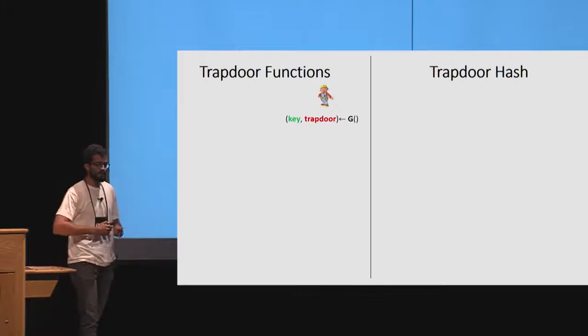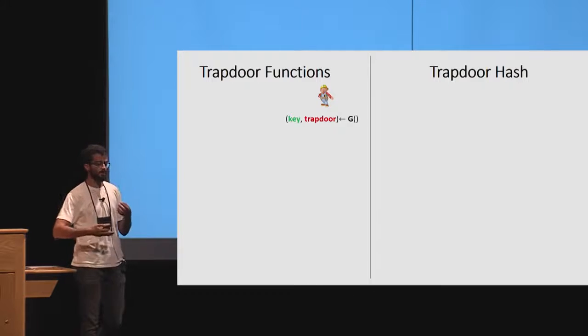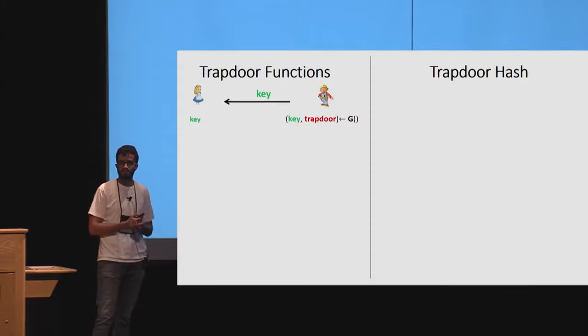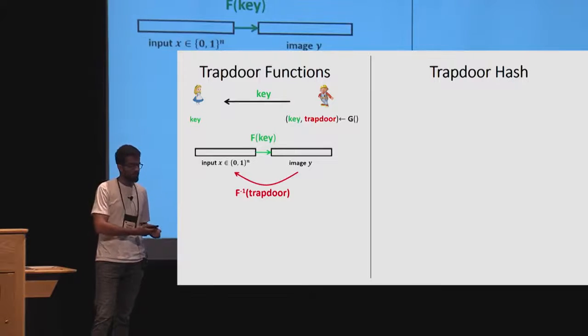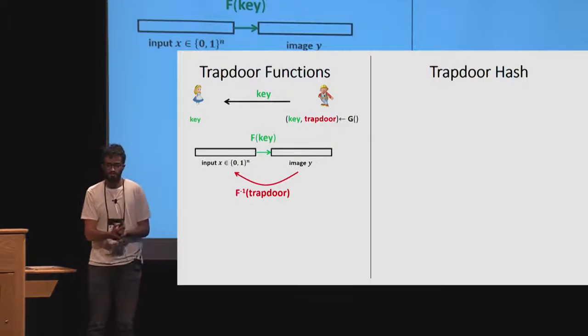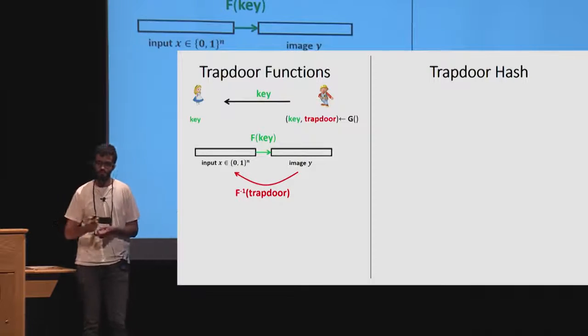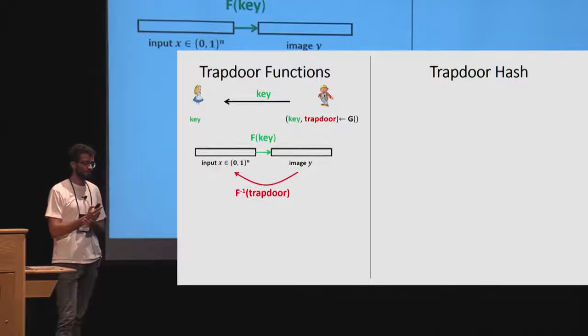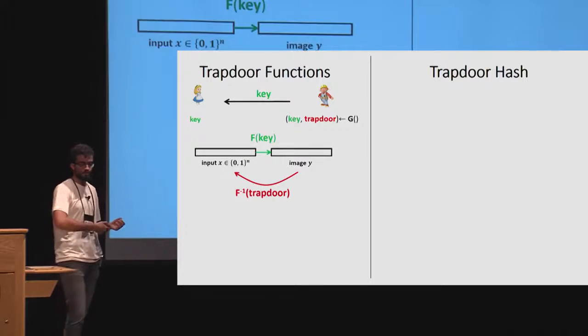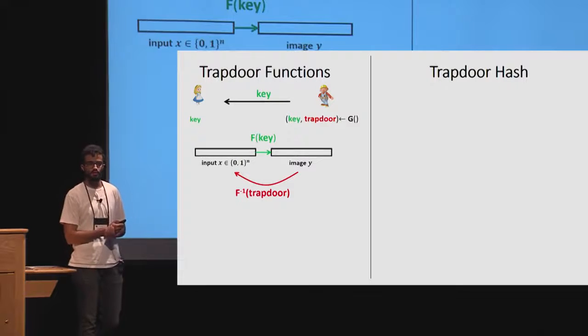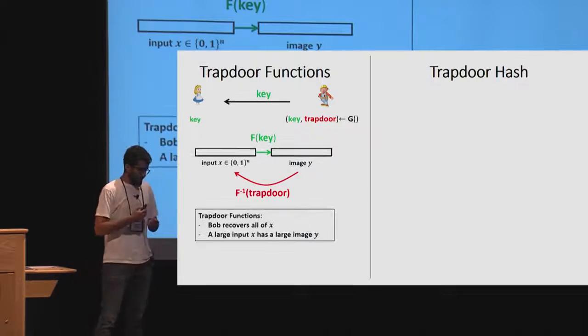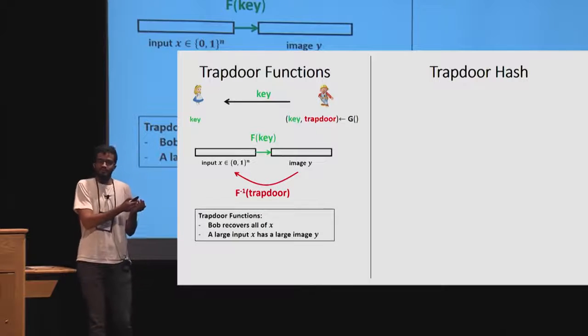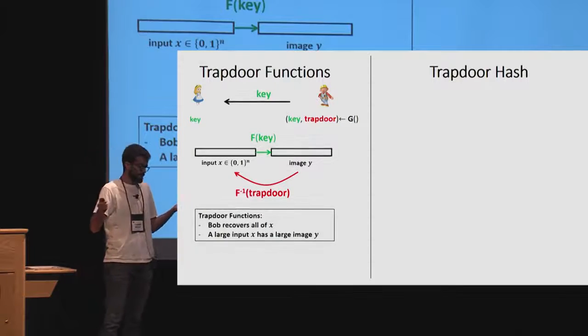So trapdoor functions allow some party Bob to generate a pair of a key and a trapdoor. And then Bob can publish the key, and in particular, send it to his friend Alice. And now Alice, given the key, can take her input X and evaluate the trapdoor function given this key and get some image Y. And the only one who can take Y and invert it back to X is Bob, who has the trapdoor. So using the key, you could evaluate the function, and using the trapdoor, you can invert it. So trapdoor functions allow Bob to recover the entire pre-image of y, x.